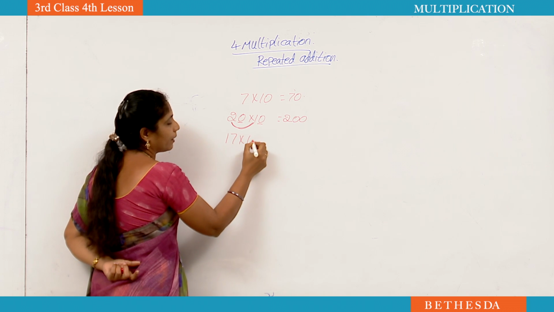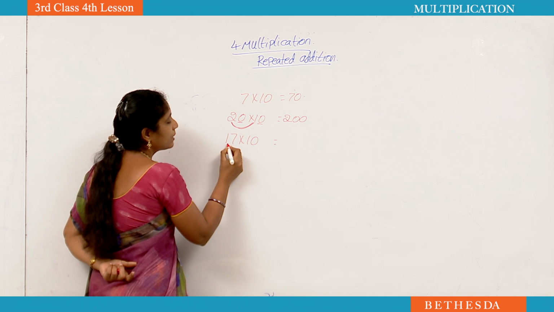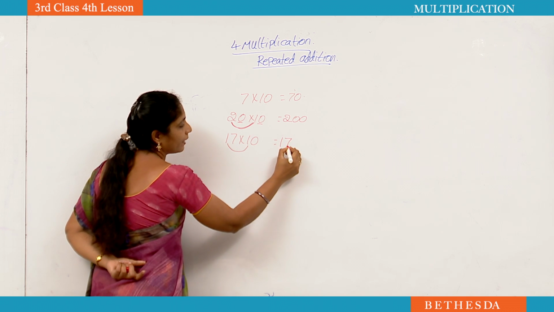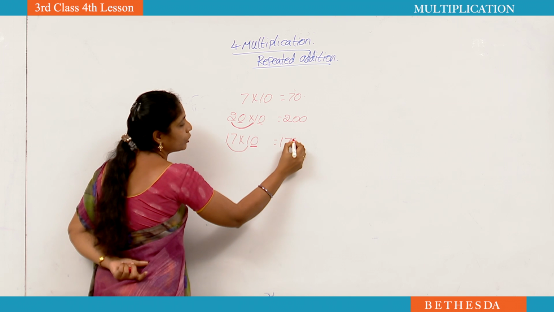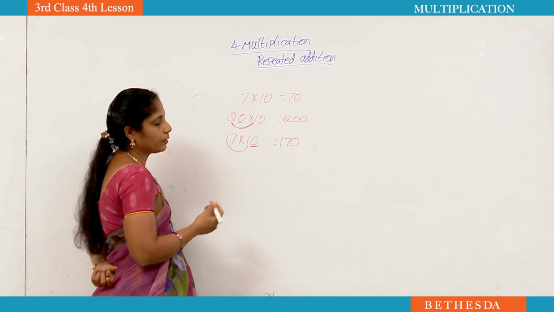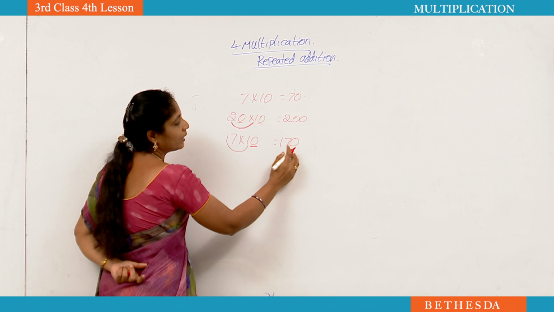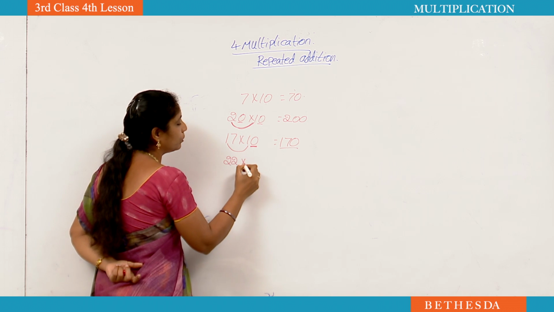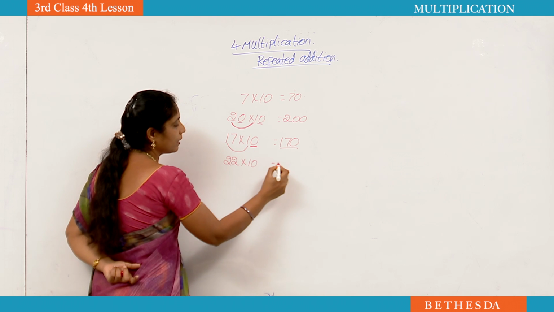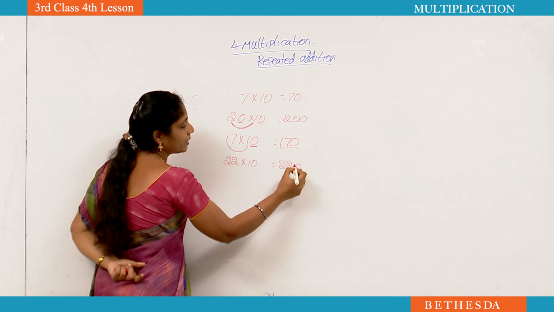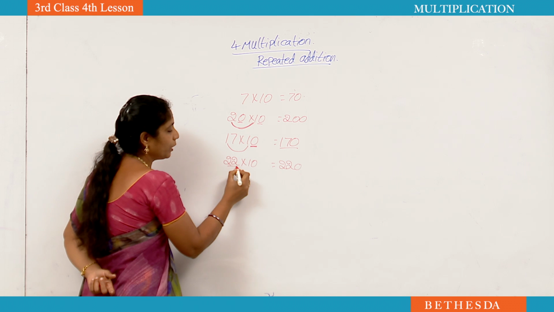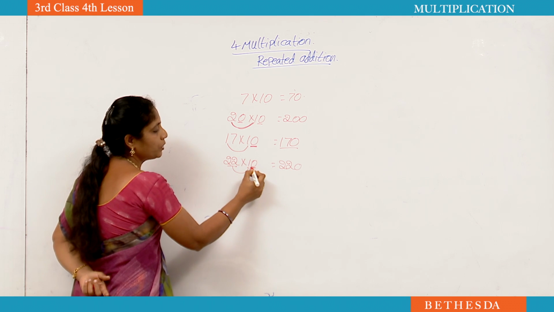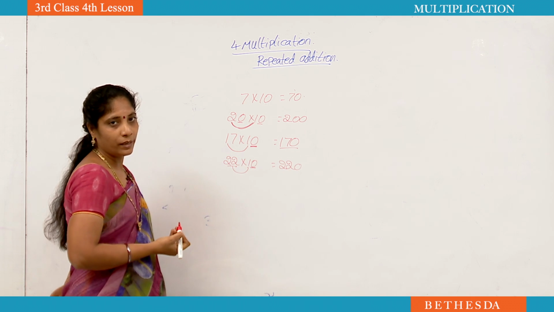17 into 10. What is the answer? 17 ones are 17. Now how many zeros are there? 1 zero only, no? That's why you have to write that zero also on the side of that number. Now what is the number? 170. See here, 22 into 10. What is the answer? 220. By seeing only you can say. Why? Because 22 ones are 22. How many zeros are there? 1 zero only, no? 220.